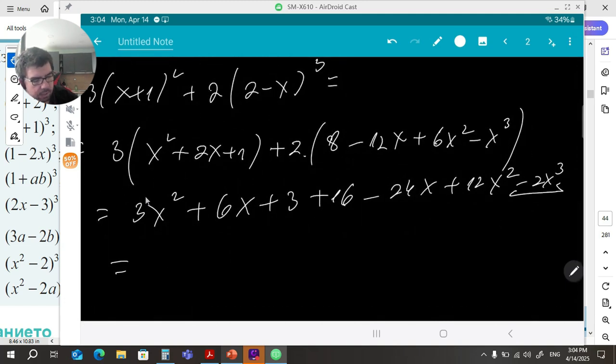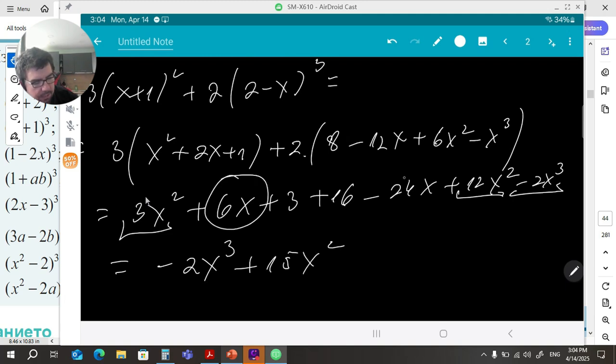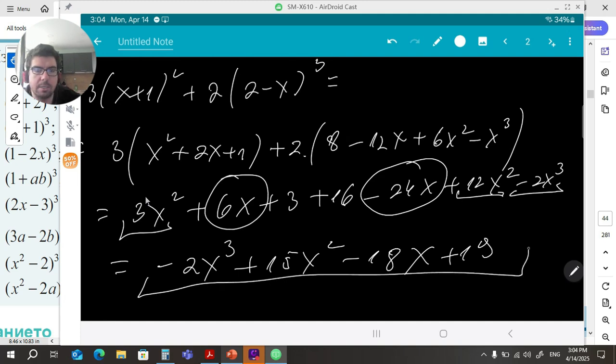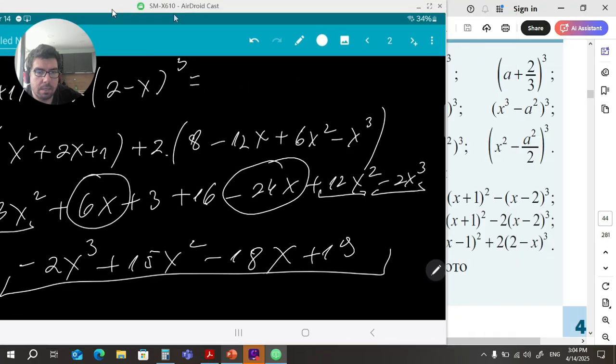Okay, and I add the similar. This one is of the highest power, it has no similar monomials. 3x to the power of 2 plus 12, I get 15x to the power of 2, plus 6 minus 24, this is minus 18x, and finally plus 19, and this is my standard form. Makes sense? Let's do one more.